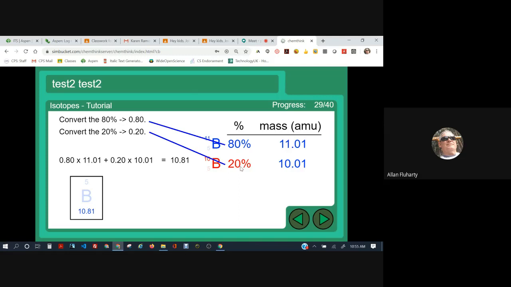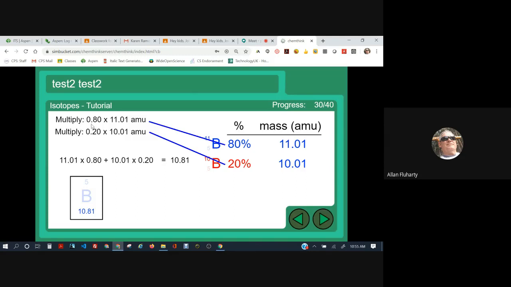What's the total mass of the boron 10? Well, there's 20 of them, so 20 times 10. Add them together and divide by the total, which is 100. Same idea.